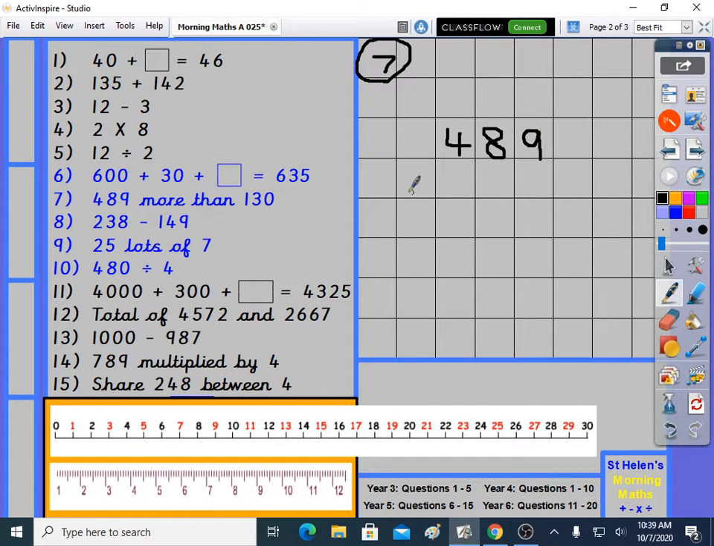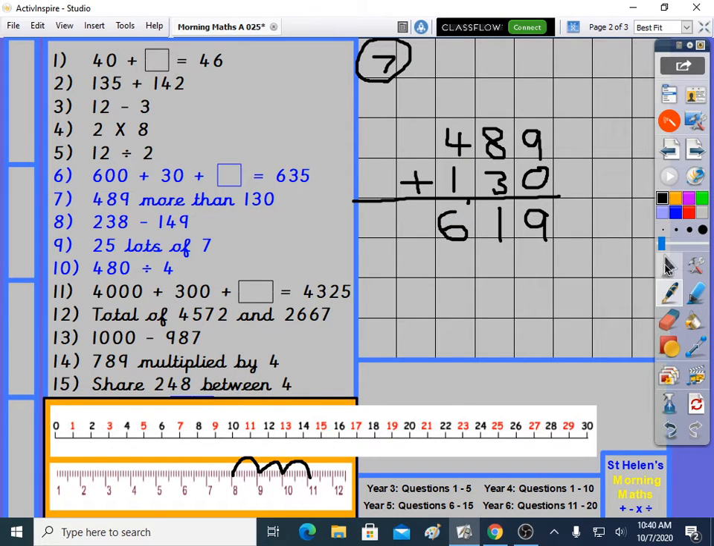Doesn't matter which number goes at the top. If you're good at this stuff, you could put 130 at the top, just to do it a different way to me and prove we'll get the same answer. 489 more than 130. Addition, 9 plus 0, 9. 8 plus 3, 8 plus 1, 2, 3 is 11. 4 plus 1 is 6.